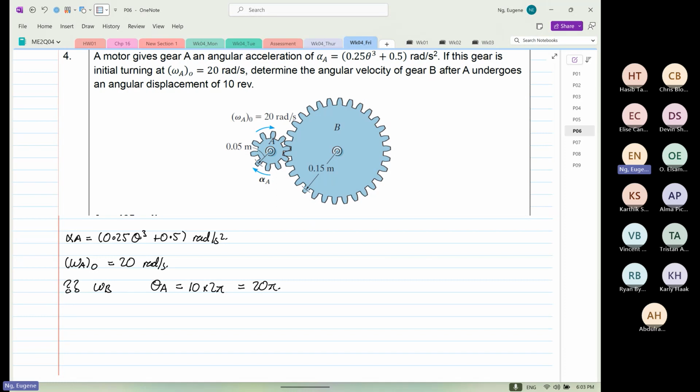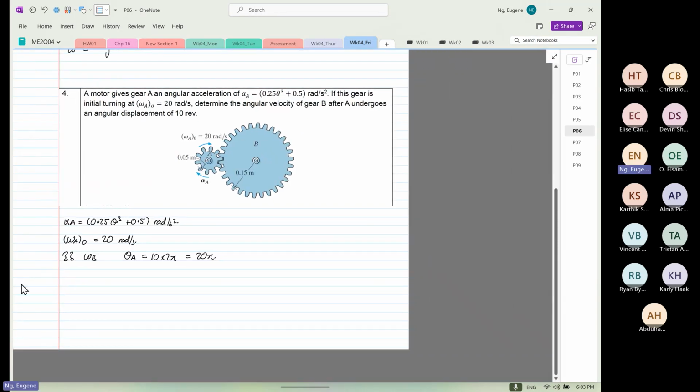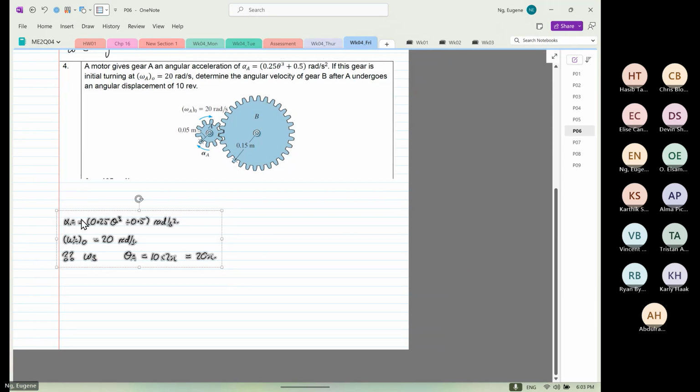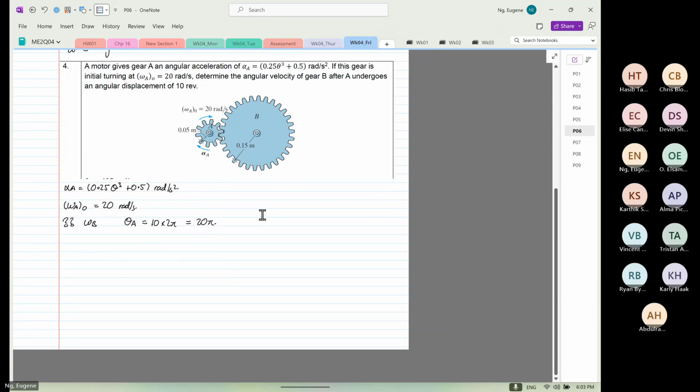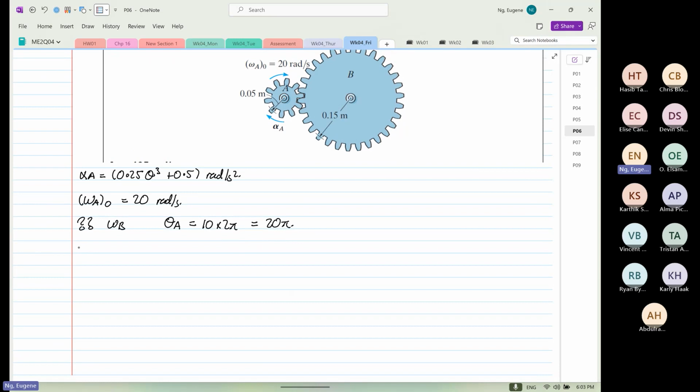So how do we relate omega A to omega B, or how do we find omega B? We know that in a gear system, you have to think about the procedure, the solution. Omega A times RA is equal to omega B times RB, right?